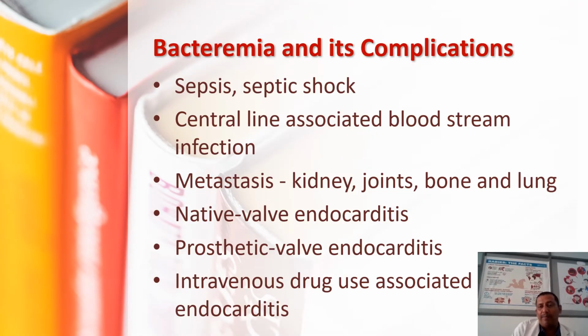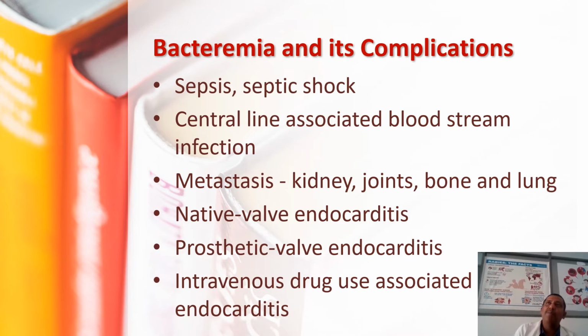Now, spread of the bacteria into the blood from a pyogenic site, from any infective site into the blood, is called bacteremia, and it produces toxins which spread to various organs, leading to sepsis and septic shock. So it can go anywhere.